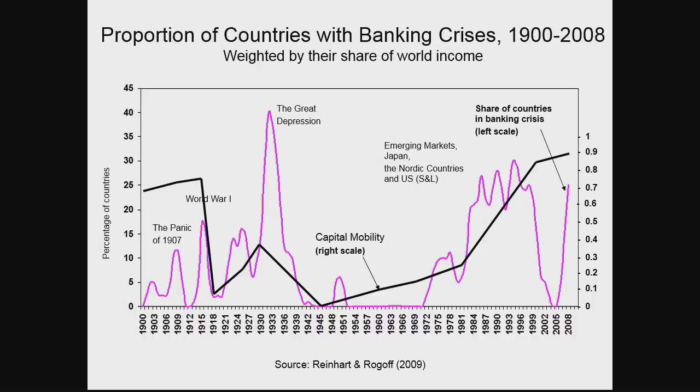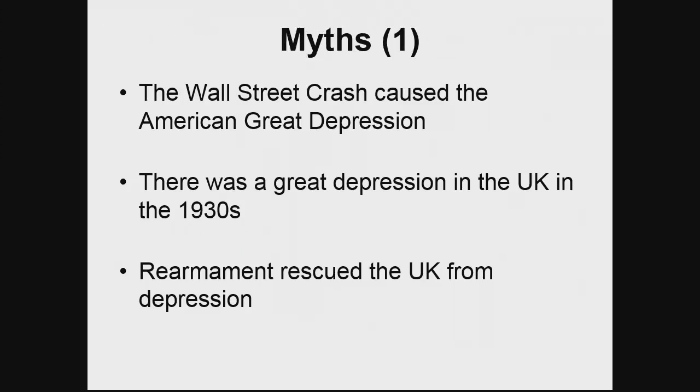There's a chart which might be familiar to many people. I have reproduced it effectively from Reinhart and Rogoff. The left-hand side, the axis is the percentage of countries weighted by their share of world income experiencing a banking crisis, and there we can see the Great Depression really standing out.